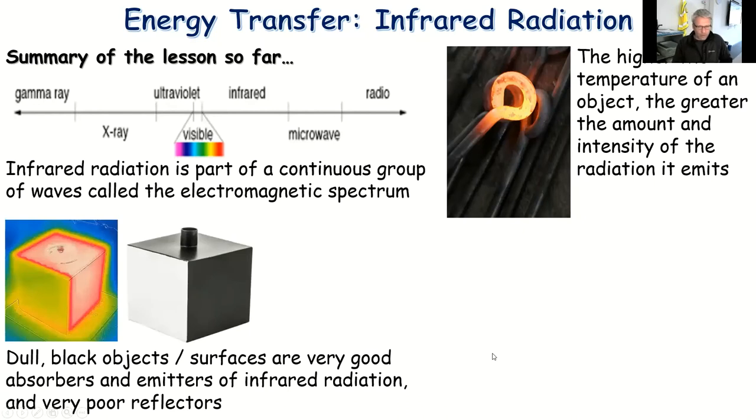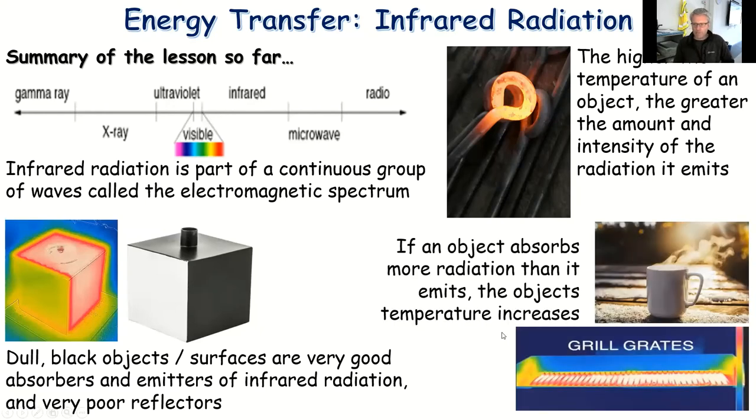Dull black objects or surfaces are very good absorbers and emitters of infrared radiation and very poor reflectors of infrared radiation. And finally, if an object absorbs more radiation than it emits, the temperature increases. And conversely, if it emits more radiation than it absorbs, its temperature decreases. If the absorption and the emission are the same, the temperature will be constant. It won't change temperature at all. So, four key points. Hopefully you've taken those on board, or please do have a look at the wider reading and maybe read the textbook that you should have access to on this topic.